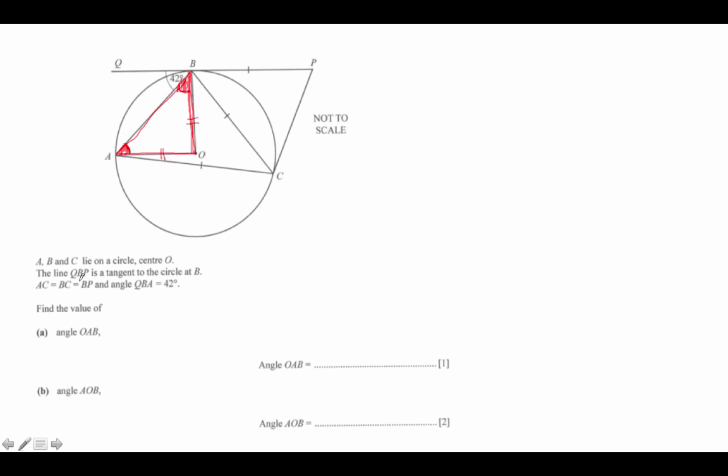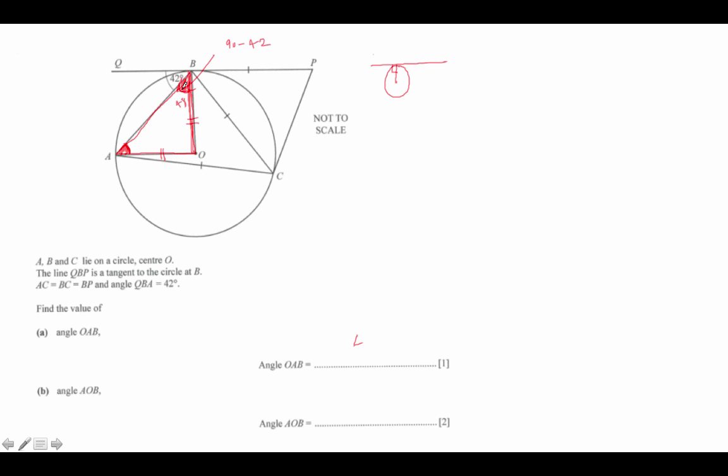Well, we're told that QBP, this line along the top, is a tangent. Now what do we know about where a tangent meets a radius? From your circle theorems, you should know that that's 90 degrees. So we can say that QBO is a right angle. Therefore, this angle in here is going to be 90 minus 42. So this angle is 48.